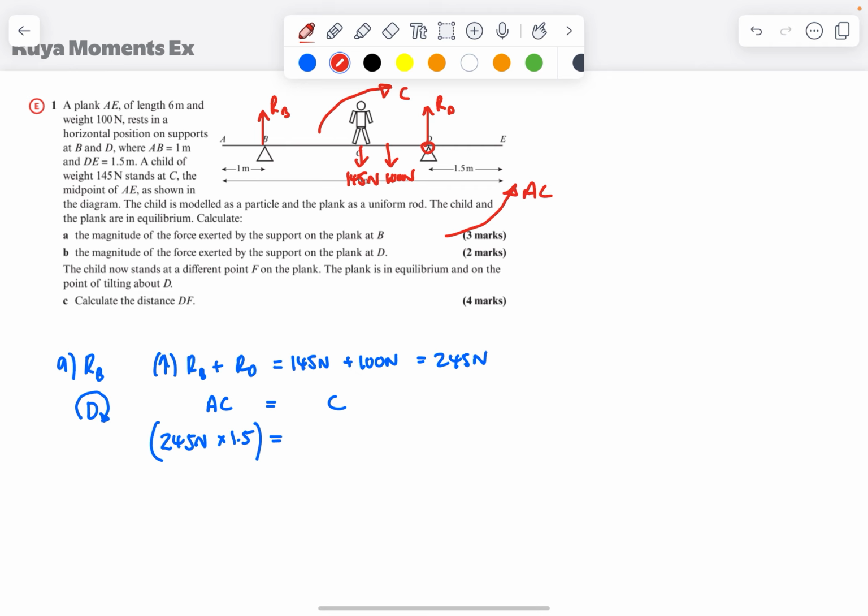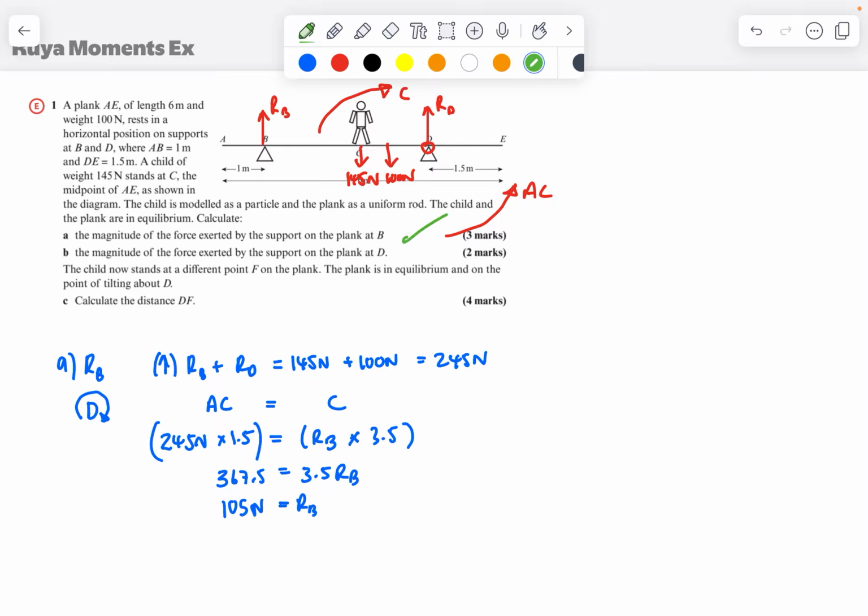Of course, that's anti-clockwise. So 245 newtons, which is 1.5 meters, because they're both at the center, and we know that ED is 1.5. Right, so that's 1.5 meters, and then I've got RB, which is 3.5 meters from D. Right, so let's multiply this. 245 times 1.5, that's 367.5, is equal to 3.5 times RB, and that means that RB is equal to 105 newtons.